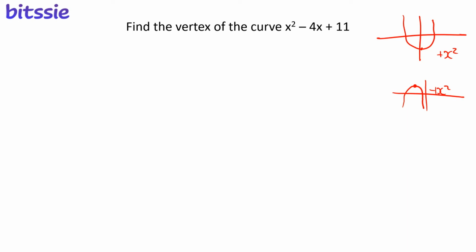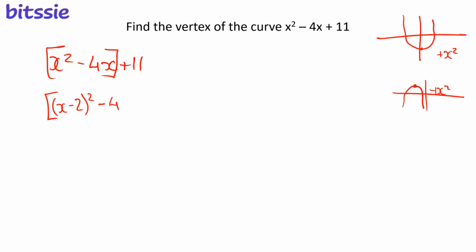So the curve we've been given here is x² - 4x + 11. Put the square brackets around here. We've got (x - 2)² - 4, since negative 2 squared is 4, giving us 4 extra, plus 11. Then we remove the square brackets to give us (x - 2)² + 7. And that's where we stop.